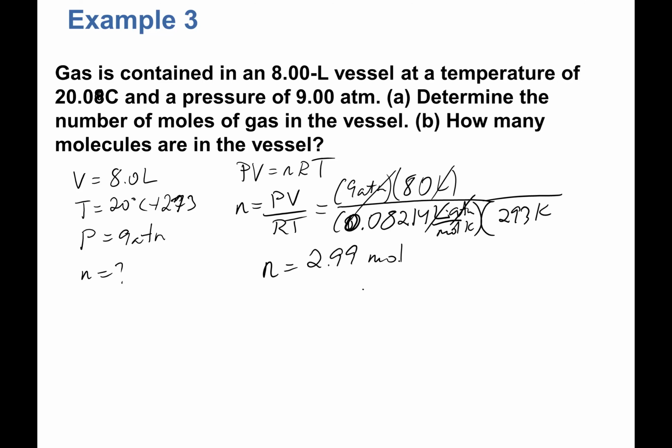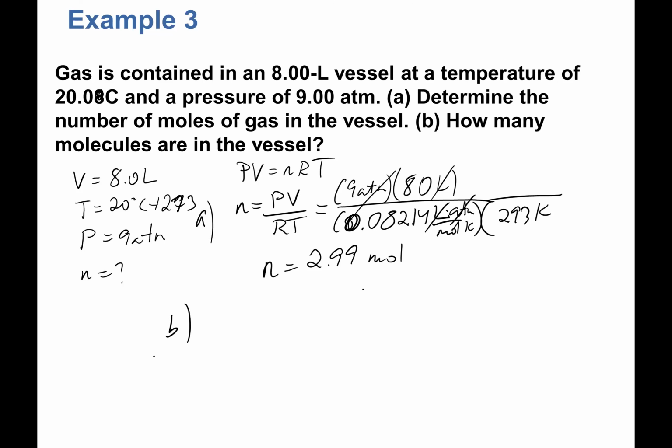That means you can use atmosphere as the unit for pressure and liters as the unit for volume, but you have to make sure you're using the second gas constant, because the second one is in terms of liters and atmospheres. But if you want, you can always use the SI units, in terms of Pascal and cubic meters, and then use the first one, which is 8.314 instead of 0.08214. So make sure that you understand that part. All right, so this is part A.